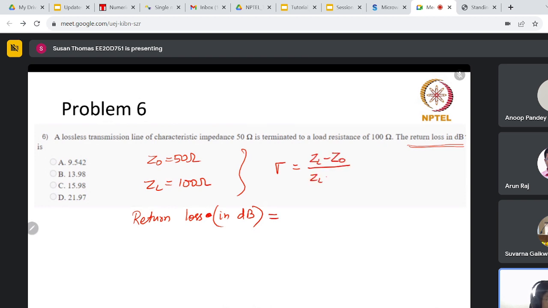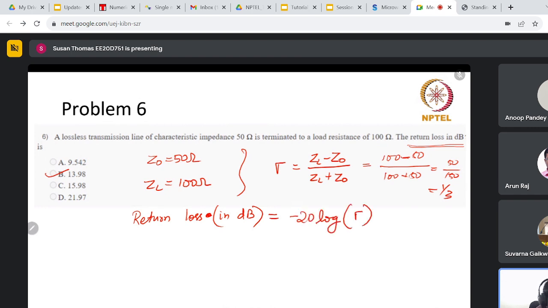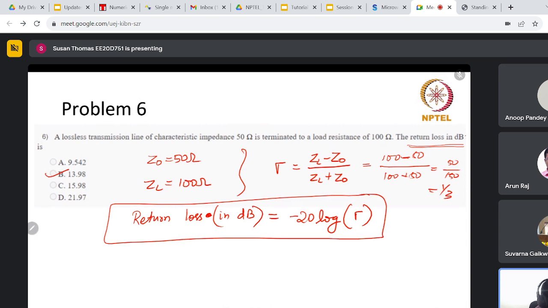Can you please tell the answer for the reflection coefficient? ZL minus Z0 by ZL plus Z0. Its final answer is 13.98. So this is 100 minus 50 by 100 plus 50, which gives 50 by 150, which is 1 by 3. The expression for return loss is minus 20 log of gamma. If you know this, it is very simple to solve. So minus 20 log of 1 by 3.